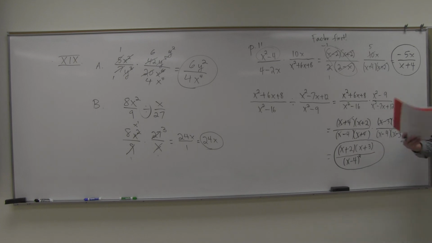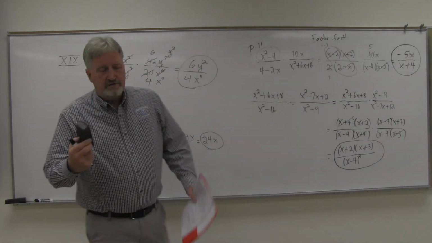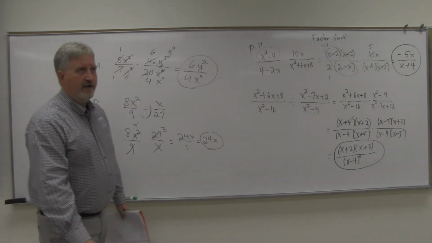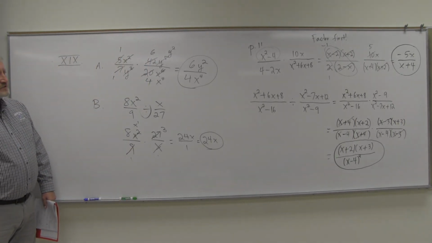All right, so yeah, that's multiplying and dividing. That's what you do. Cancel common factors and see how it reduces.